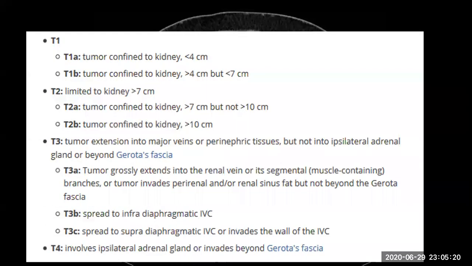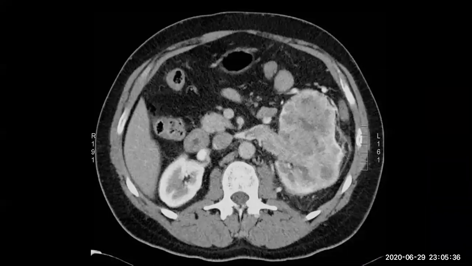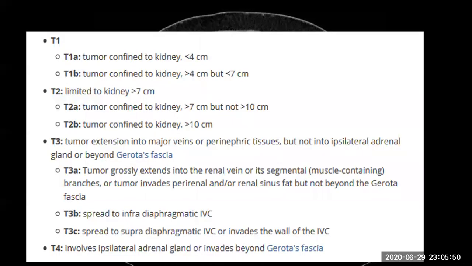Here, this is stage 3A, only involving the renal vein. Stage 3B is spread to the infradiaphragmatic IVC. Of course, we have the IVC here. It is not filled, and we have a well-defined filling defect up to here. So the IVC is probably not involved, but we should see the other films. Stage 3C extends to the supradiaphragmatic IVC and invades the wall of the IVC.